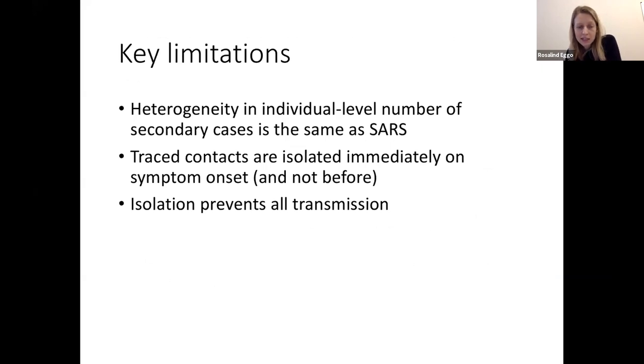So the key limitations are that, as I said at the beginning, we have this heterogeneity in the individual level number of secondary cases, and we've set it the same as SARS based on our best information at the time. We did check what happens if you use a value that's more similar to flu, and basically the short answer is that's bad news all around. That means that there's less heterogeneity from person to person. We have that traced contacts are isolated immediately on symptom onset and not before. So depending on what the public health strategy is, that might be different. And we also assume that isolation is perfect and prevents all transmission, which might not be realistic depending on how isolation is done.